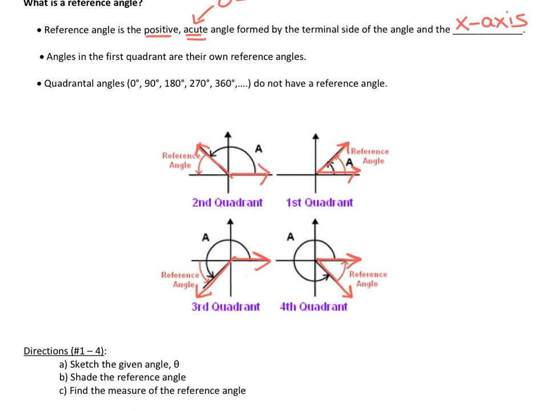Just a couple other notes that we see at the top. Angles in the first quadrant are their own reference angle. Here's a first quadrant angle, and because this is the terminal side and this is the x-axis, the reference angle is the same as just the angle. And then it says quadrantal angles, so for example, 0 degrees, 90 degrees, 180. So let's look at a 90-degree angle, for example. A 90-degree angle would be right here. They don't have a reference angle. If they're not within the quadrants, they don't have a reference angle. Only angles within the first, second, third, and fourth quadrant have reference angles. All right, so let's look at some examples so you can get a better idea of what's going on here.